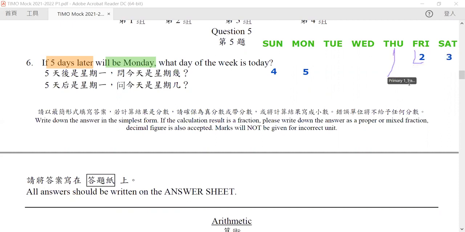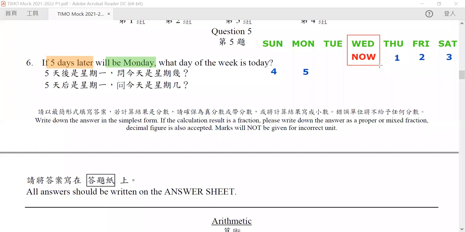2 days later it will be Friday. And hence 1 day later it will be Thursday. And hence we know what the day is now. The day now would be Wednesday, right? Wednesday. So by simply counting the numbers, we already know the answer. So the answer for this question will be Wednesday, right?